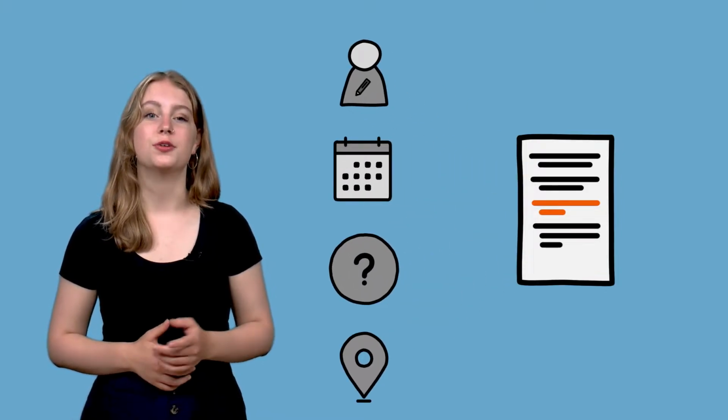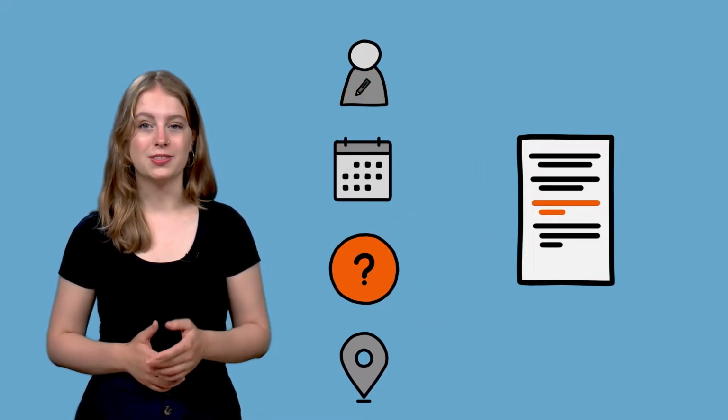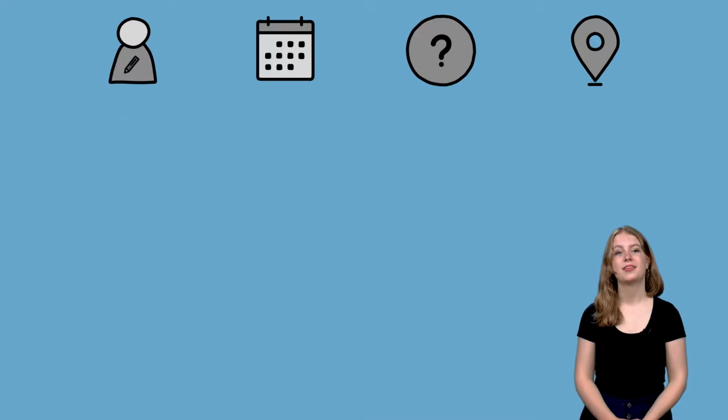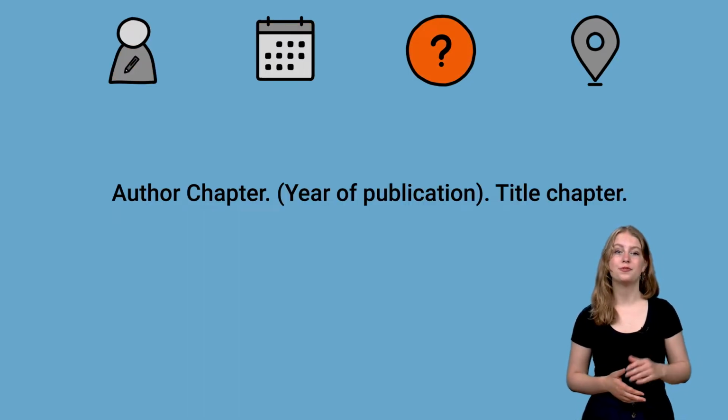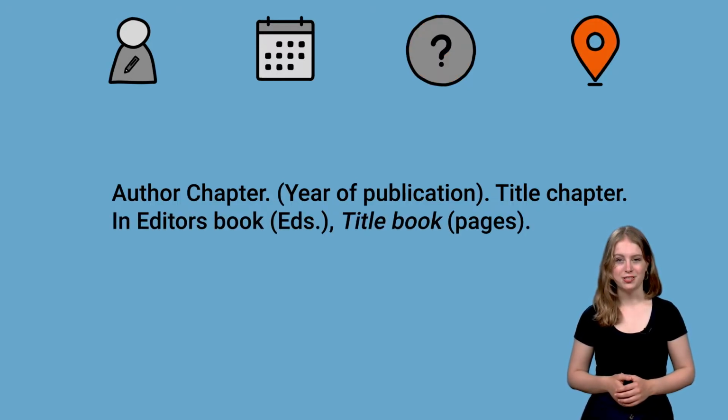A complete citation consists of 4 parts: who, when, what and where. A citation for a chapter from a book goes as follows. Start with the author of the chapter, then year of publication and the title of the chapter. Follow up by listing the other available information.